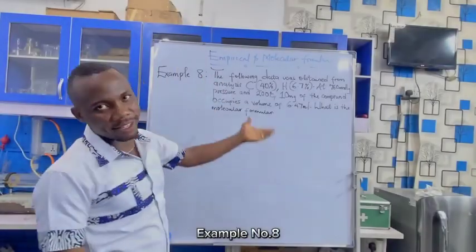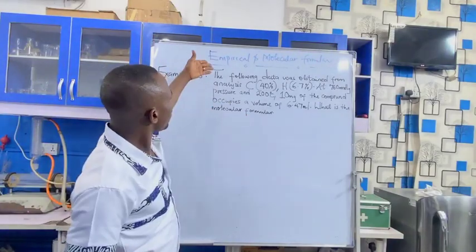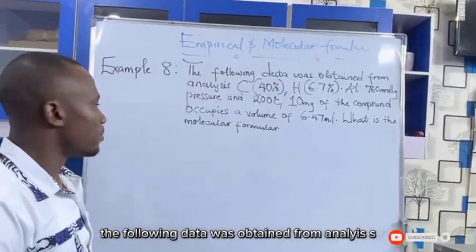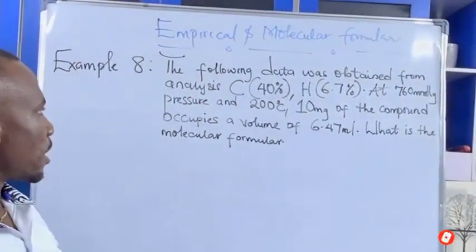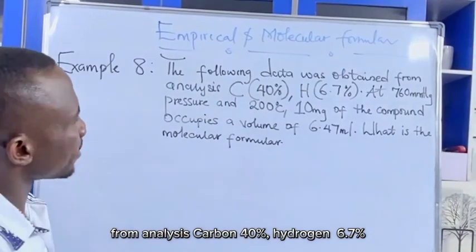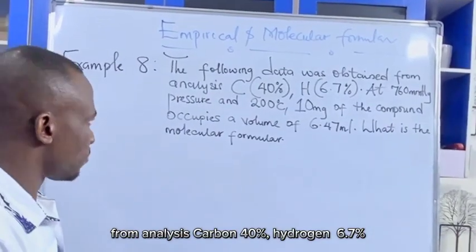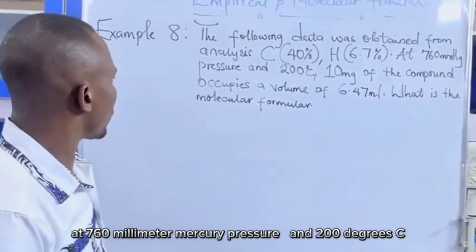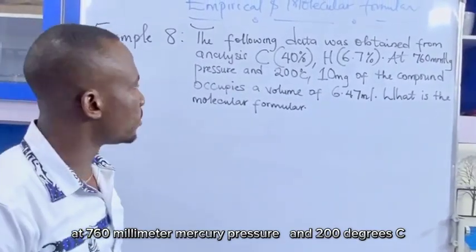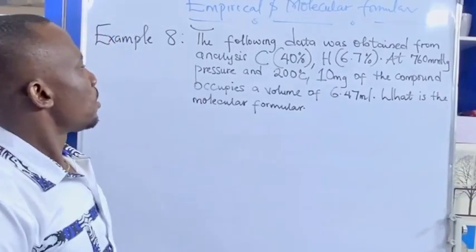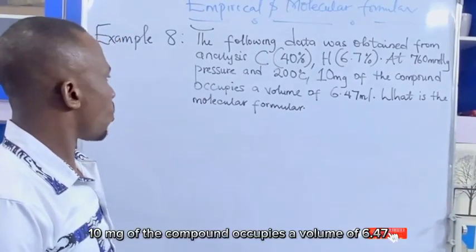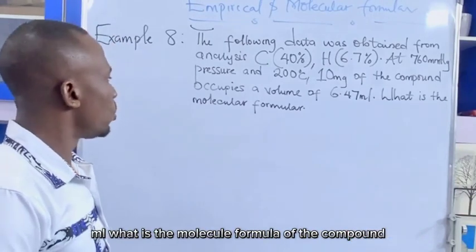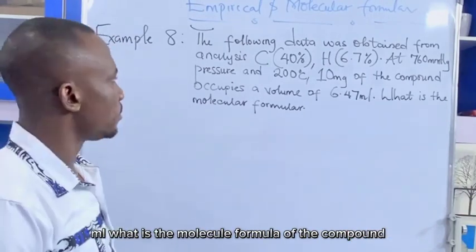Example number 8. The following data was obtained from analysis: carbon 40%, hydrogen 6.7%. At 760 millimeter mercury pressure and 200 degrees C, 10 milligram of the compound occupies a volume of 6.47 mils. What is the molecular formula of the compound?